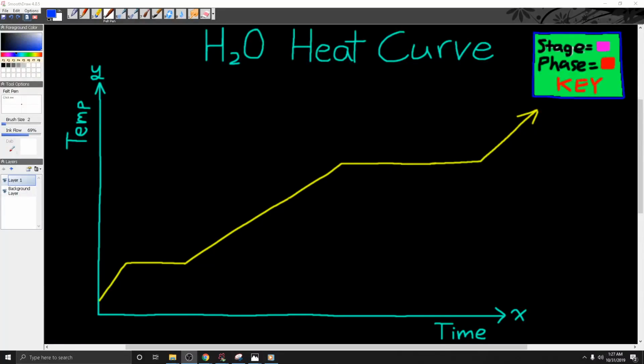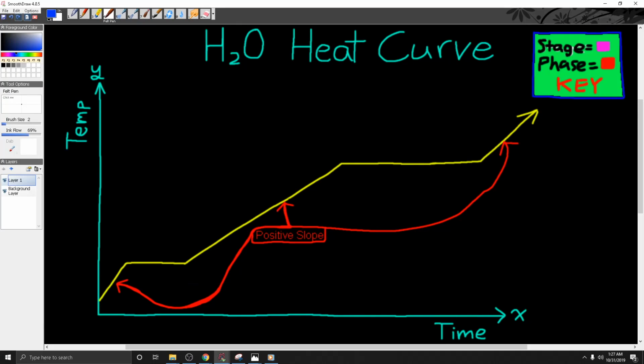Moving on, there are 3 stages and 4 phases that this graph goes through. The stages are the period where the temperature is increasing over time, giving it a positive slope. In contrast, the phases are the period where the temperature remains constant, giving it a horizontal slope.